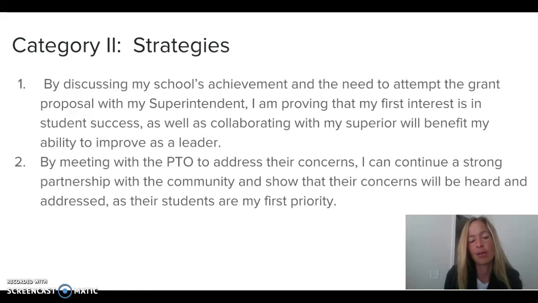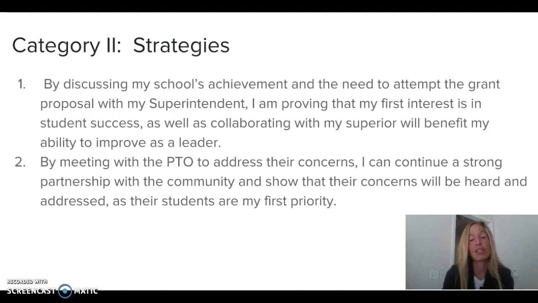The strategies that I would use would be by discussing my school's achievement and the need to attempt the grant proposal with my superintendent. I'm proving that my first interest is student success. And by collaborating with my supervisor, I will grow as a leader.